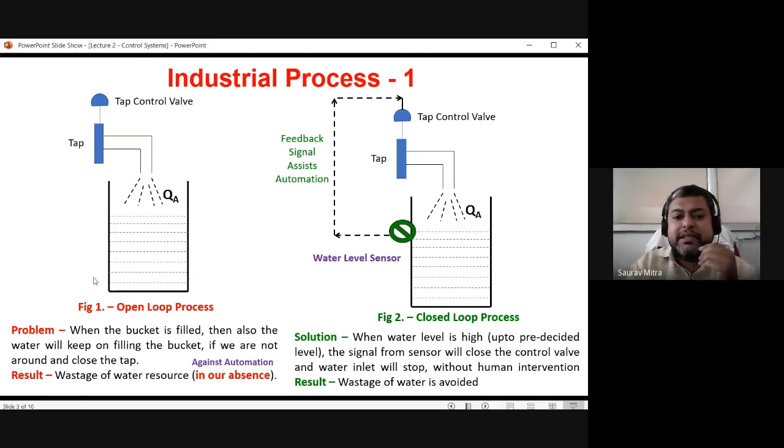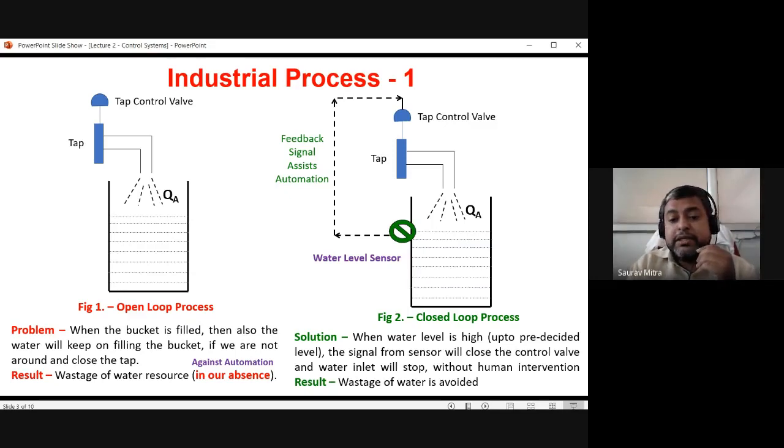What we are achieving is a solution. Whatever is given in the left side is without automation and requires human intervention, but in the right side, the closed loop process, when the water level is high, that means up to a pre-decided level, the signal from the sensor will close the control valve and the water inlet will stop without any human intervention.